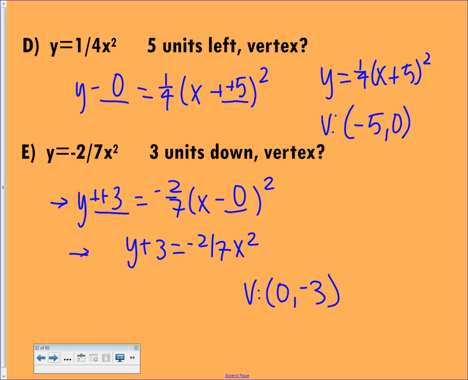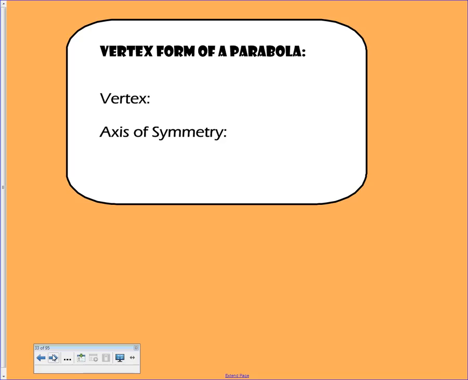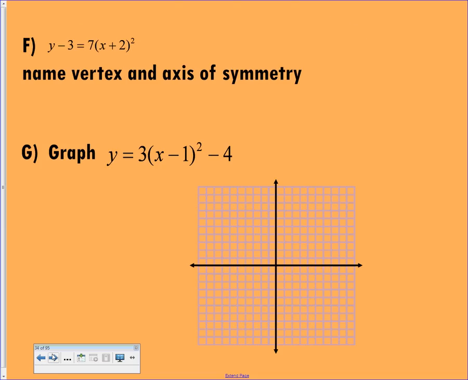Okay, I can also just look at the formula and tell what the vertex is instead of always thinking about it. It's always going to be the h and then the k. So your vertex is the h and the k. The axis of symmetry we haven't talked about, but when we graph it, we're going to want to note that the axis of symmetry is a vertical line, so it's x equals, and it's always the same as the first number in your vertex. So now we'll take a look at some of those, like example F.